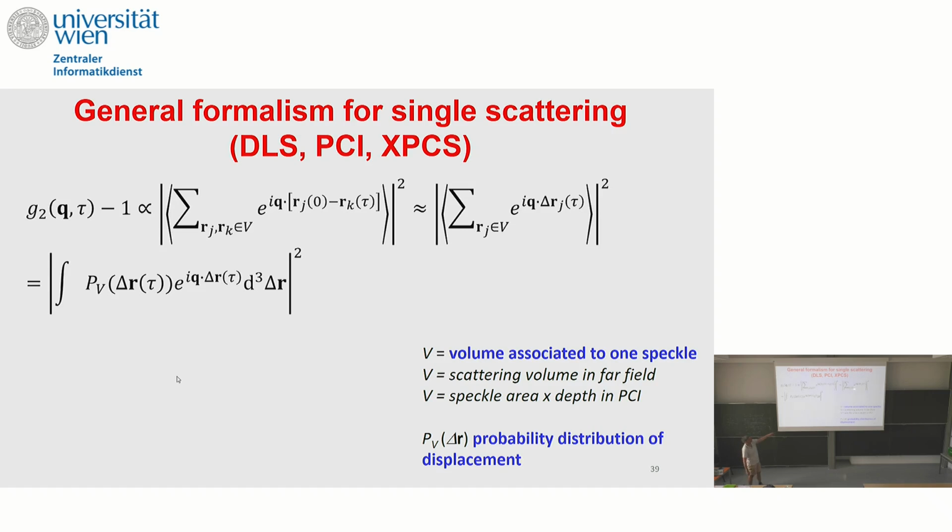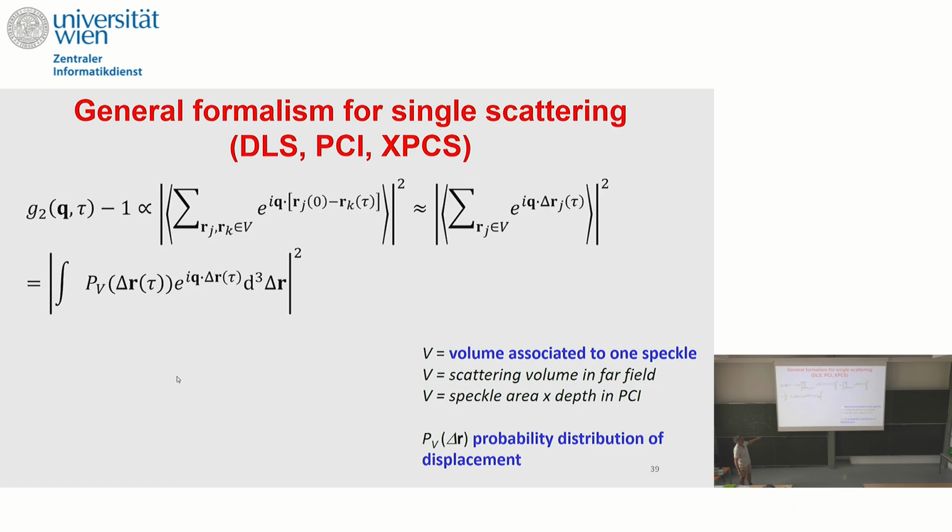This is just because I'm summing over all particles, but there will be particles that move more, particles that move less, and so in determining the value of this sum, it is important to know what is the probability that any given particle will move by a given distance. Now, I think I'm missing here a V. So this integral is over a volume, and the key point is what that volume is.